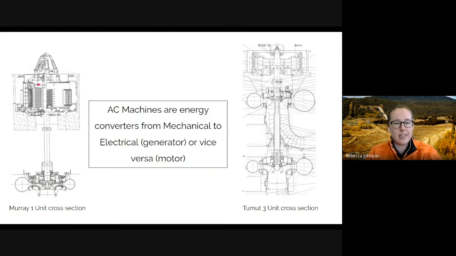So what you can see again is the rotor in the middle, which is the spinning part, and the stator on the outside. So the spinning rotor creates a magnetic field, and this generates the electricity in the stator core. So if we think about it, generators are just energy converters. They're taking the mechanical energy of the rotating shaft and converting it into electrical energy.